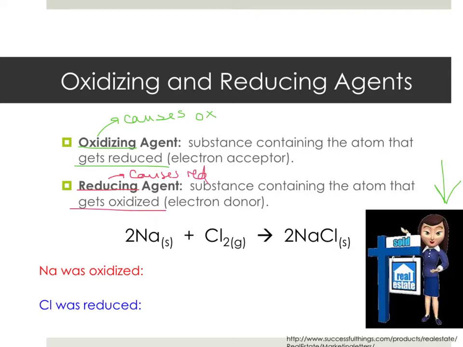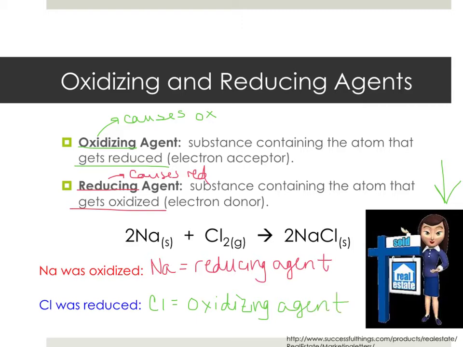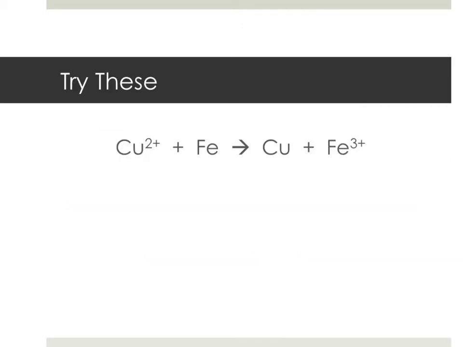Therefore, it gets oxidized. In this example below, since sodium was oxidized, which we established on the previous slide, that means that sodium is our reducing agent. It caused the thing that got reduced to get reduced. Likewise, since chlorine was reduced, that means that chlorine was our oxidizing agent. It was the agent that caused sodium to get oxidized. Let's look at some examples and practice determining what was oxidized and what was reduced.